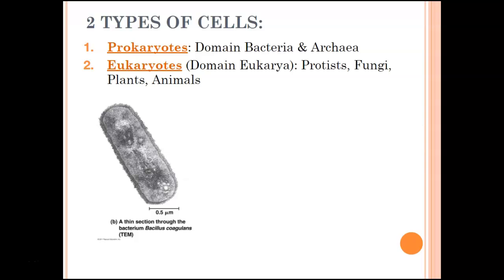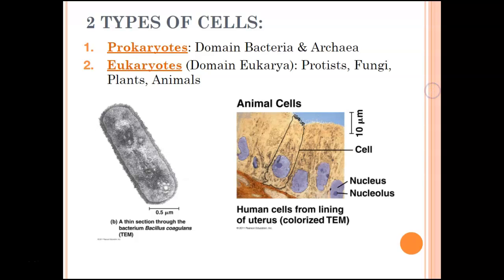Below is a picture of a prokaryote. And here is one example of a eukaryote, more specifically, cells from the lining of a human uterus. The stained purple picture in the animal cell is of the nucleus. Specifically, the genetic material within the nucleus is stained in this picture. Note that there is no nucleus in the prokaryote.